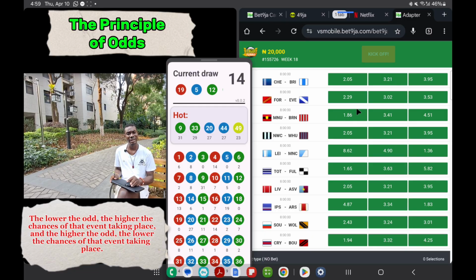So if this outcome repeats itself, just like these balls that have an equivalent odd range, if this particular pairing, Mayu and Brentford, repeats itself about 10 times, here is the deal.